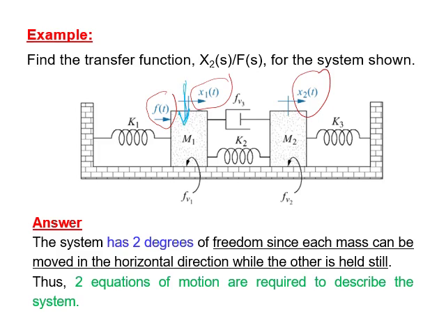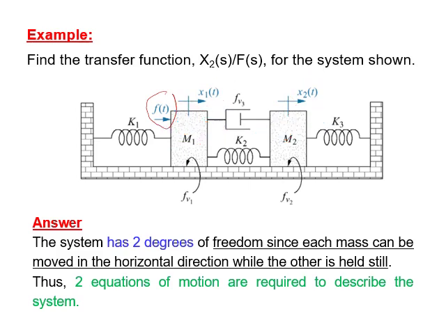hold. If we hold M1 and try to move M2, you will find that it can move. That means there will be a result of displacement on M2. Similarly, if I hold M2 and move M1 or apply force to M1, you are going to find that it's going to displace. I mean, there are displacements. That means in this system, it's going to result in two displacements. So now we agree that the system is 2 degrees of freedom.